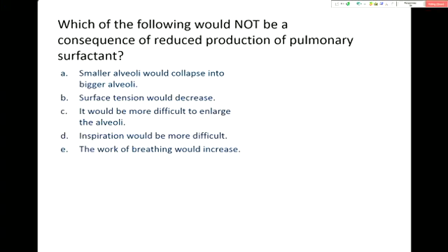The other thing that surfactant does, so you don't want too much surfactant, you want just enough so that it takes a little bit of work to breathe, but not so much that you can't do it.